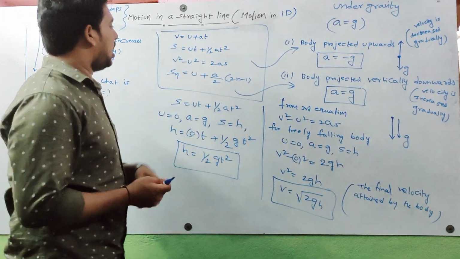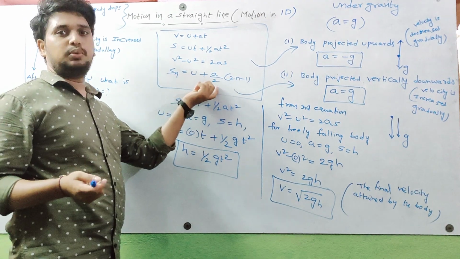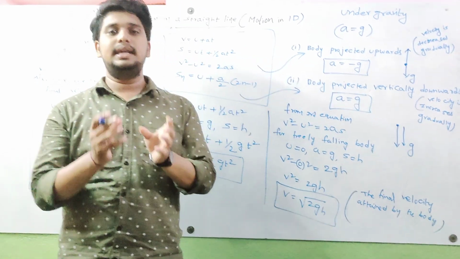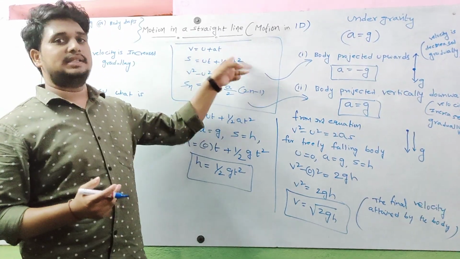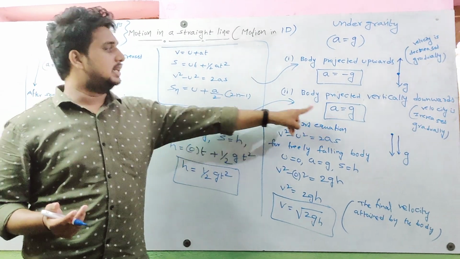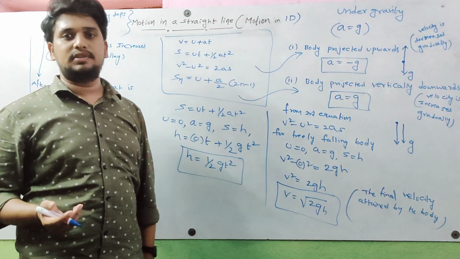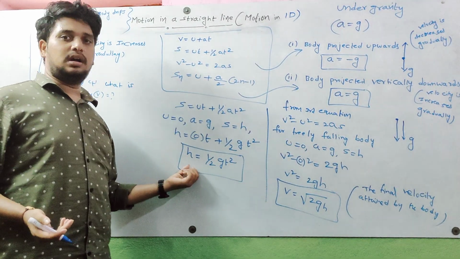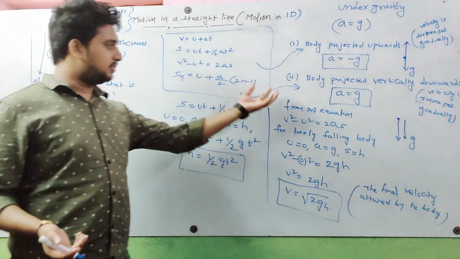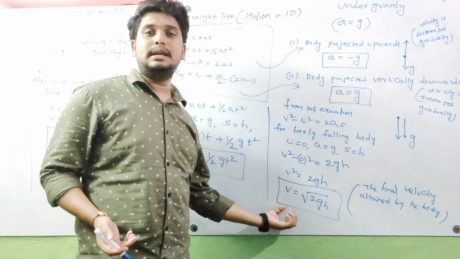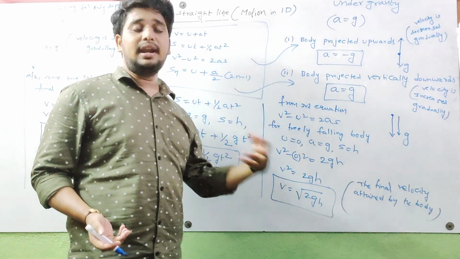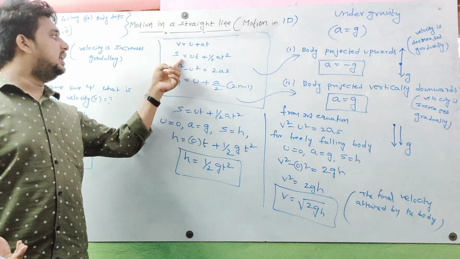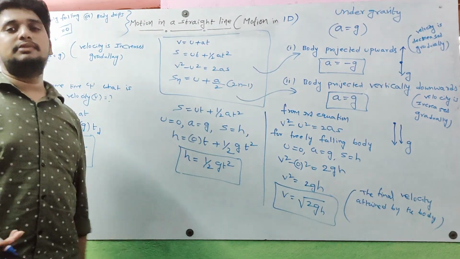Next, the last equation: Sn is equal to U plus A by 2 into 2n minus 1. Up to now I discussed three equations. V is equal to U plus AT: for a body projected vertically downwards, A is equal to G, and we substitute U is equal to 0 for freely falling. We got one condition, the time of descent formula. From the second equation we got the height H formula, and from the third equation we got the final velocity attained by the body at the ground. So for every equation we got one formula. These three equations we discussed now.